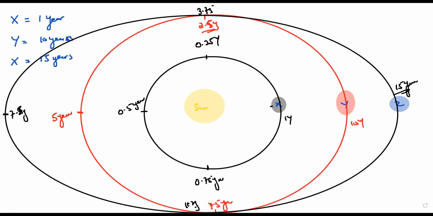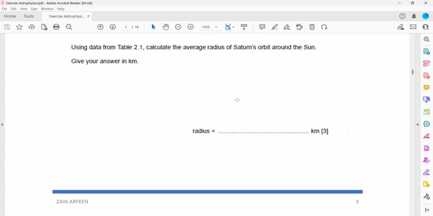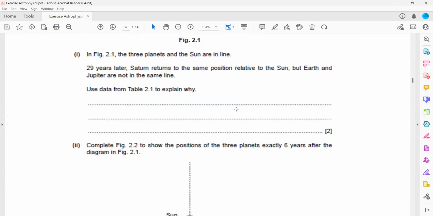So the previous question was why, after 29 years, Earth, Jupiter, and Saturn cannot be aligned again. Three planets were mentioned: Earth, Jupiter, and Saturn. The question asks us to use the data from the table to explain why. The data from the table shows that they have different orbital periods.